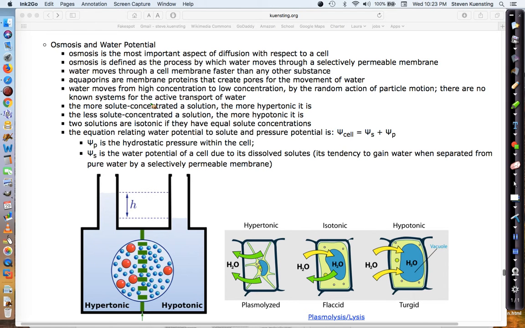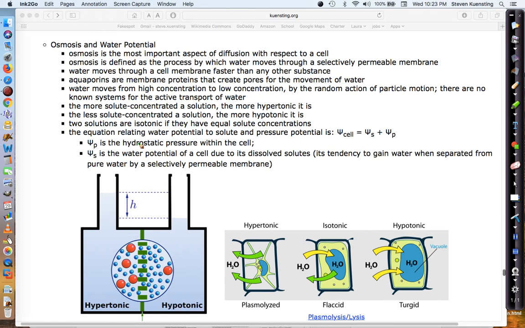The more solute concentrated a solution is, the more hypertonic it is. The less solute concentrated a solution is, the more hypotonic it is. We use these terms to describe the tonicity of water. Tonicity describes chemical concentration in water.